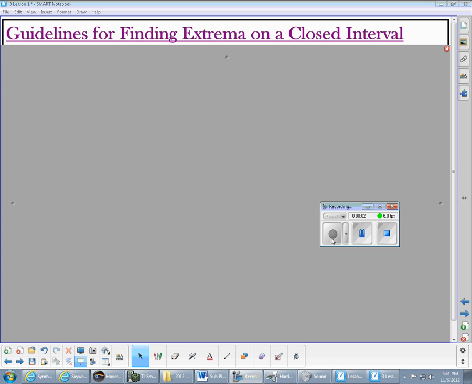So hello, today's lesson we are going to continue on talking about extrema altogether, absolute extrema and relative extrema. So our focus right now will be mainly on finding extrema on a closed interval. And what we have here are some guidelines for finding extrema on a closed interval.